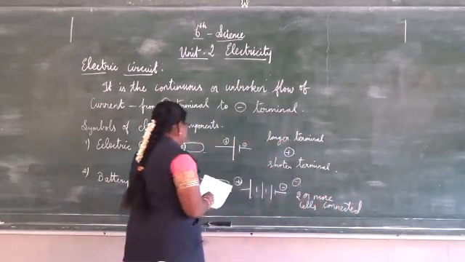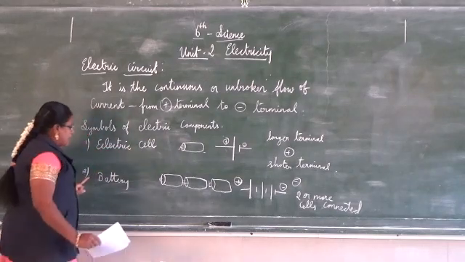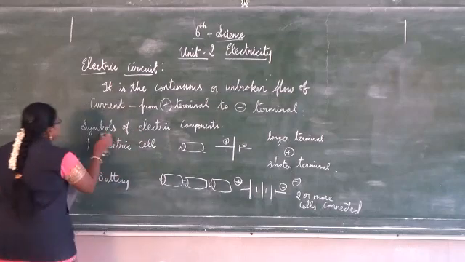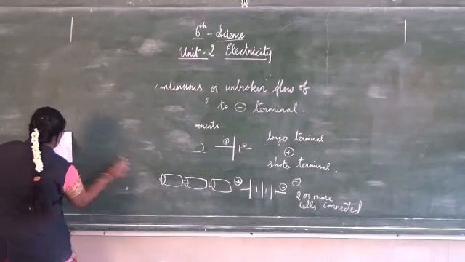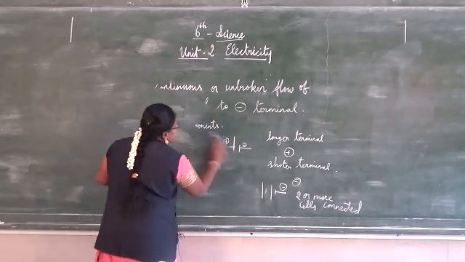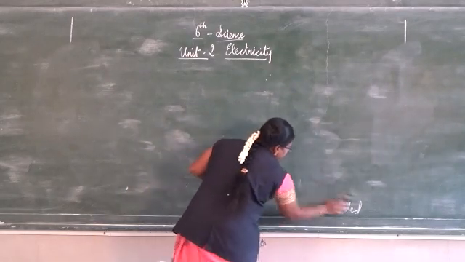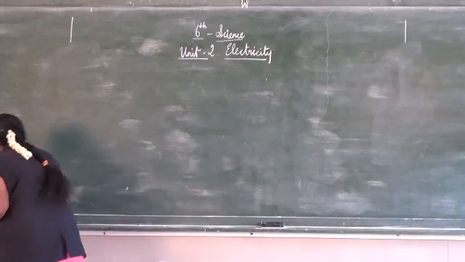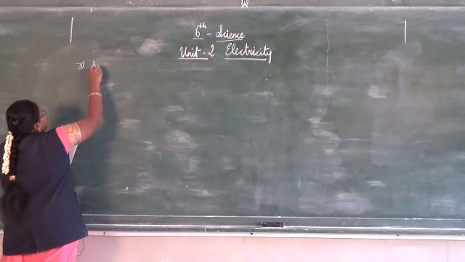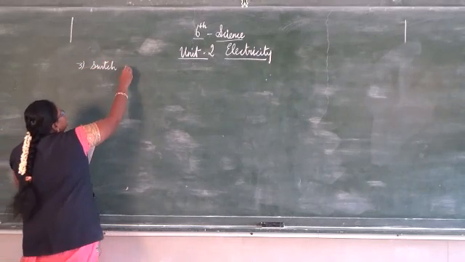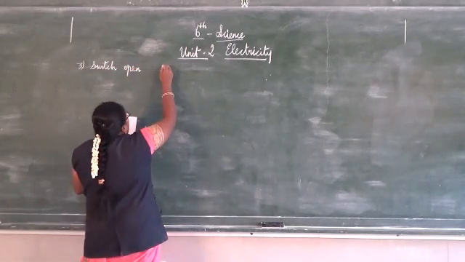Okay, next we are going to see the next electric component. So now you know the electric cell symbol and the battery symbol also. Understand? Yes. Next one we are going to see regarding the switch. Understand? The next electric component is the switch, open and closed. First, switch open.